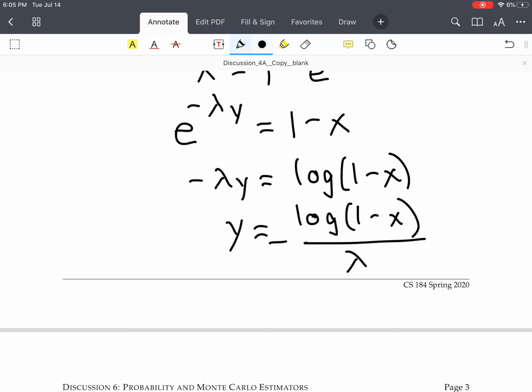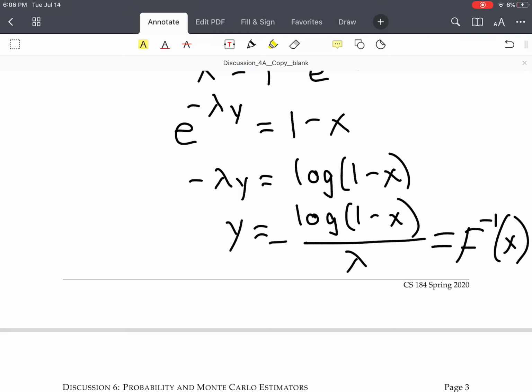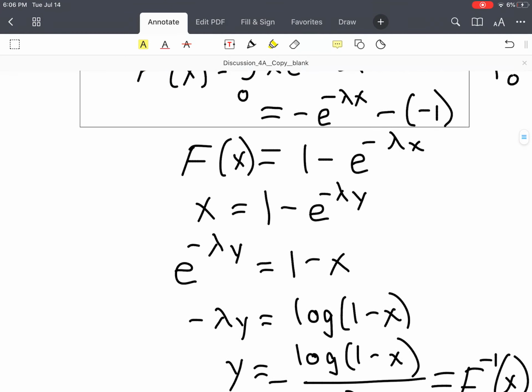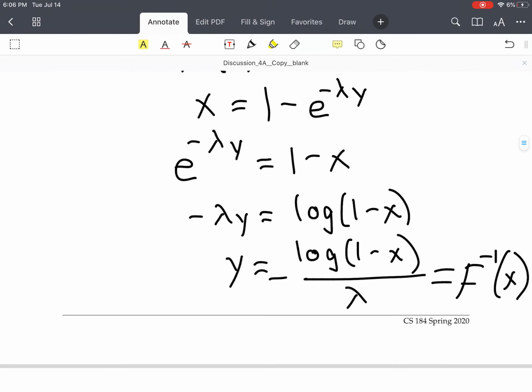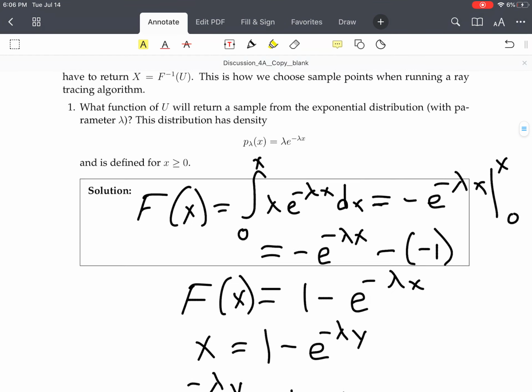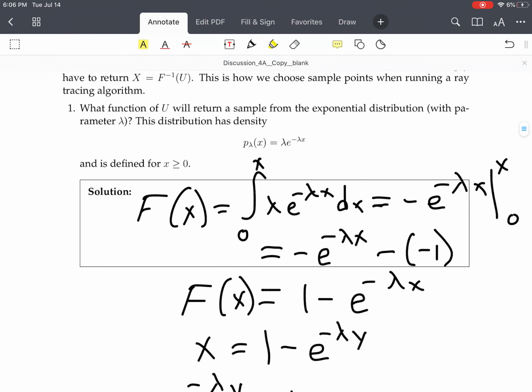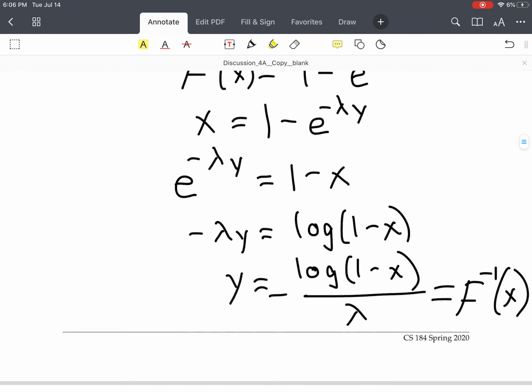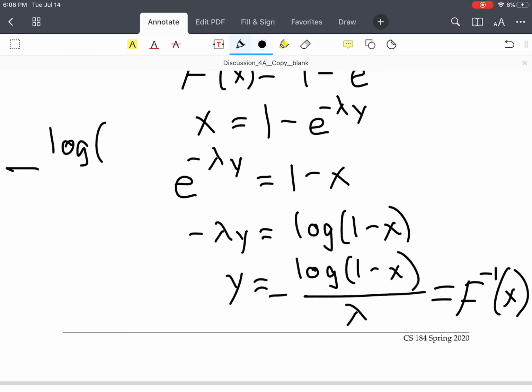That's the inverse, F inverse of x. Originally F of x took a value in the domain and gave something between 0 and 1. F inverse of x takes something between 0 and 1 and gives you a value in the domain. So if we have a random variable u between 0 and 1 and we want to get a sample, it would just be negative log of 1 minus u over lambda.